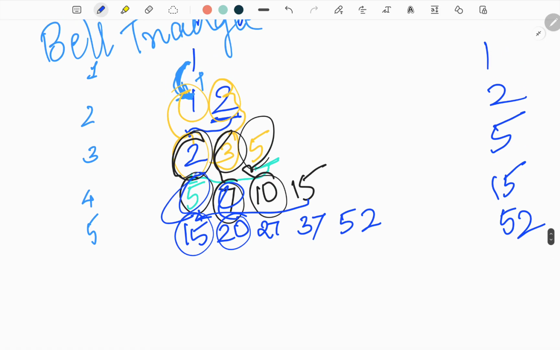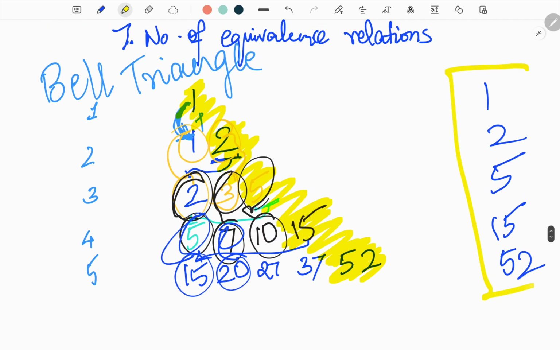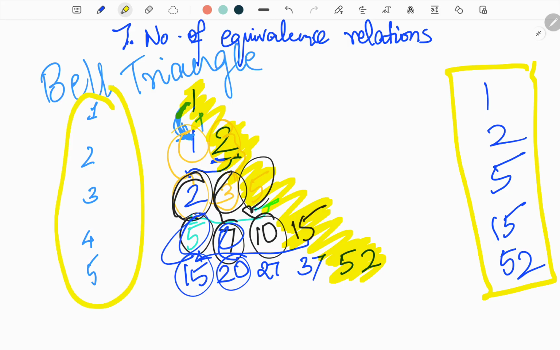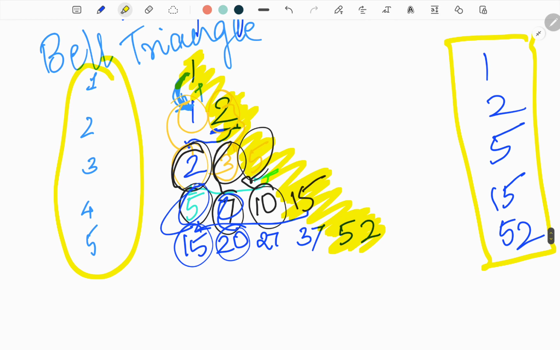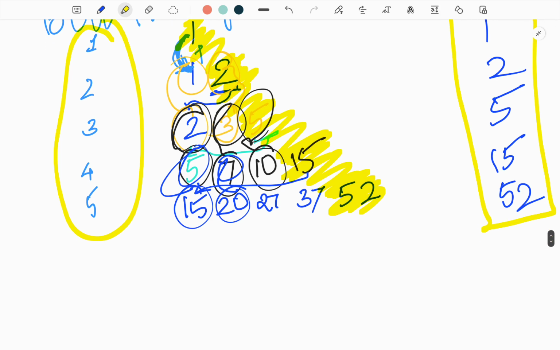So now all the last elements, if you are taking the last elements, the last element will be the number of equivalence relations possible. So that is how I got 1, 2, 5, 15 and 52 for these numbers. You can try and do the Bell triangle rule for numbers 6, 7, 8, 9 and 10. You can do it in your free time, and that will be an additional extended learning for you.